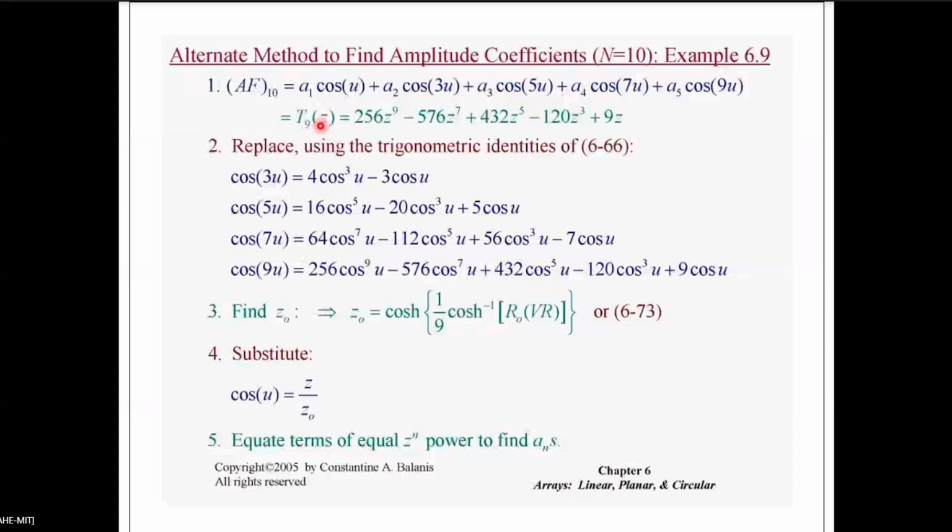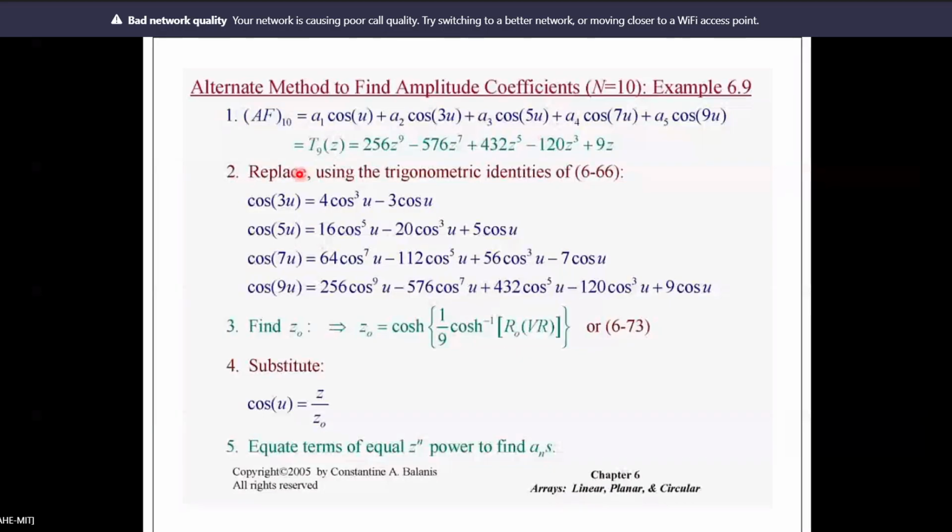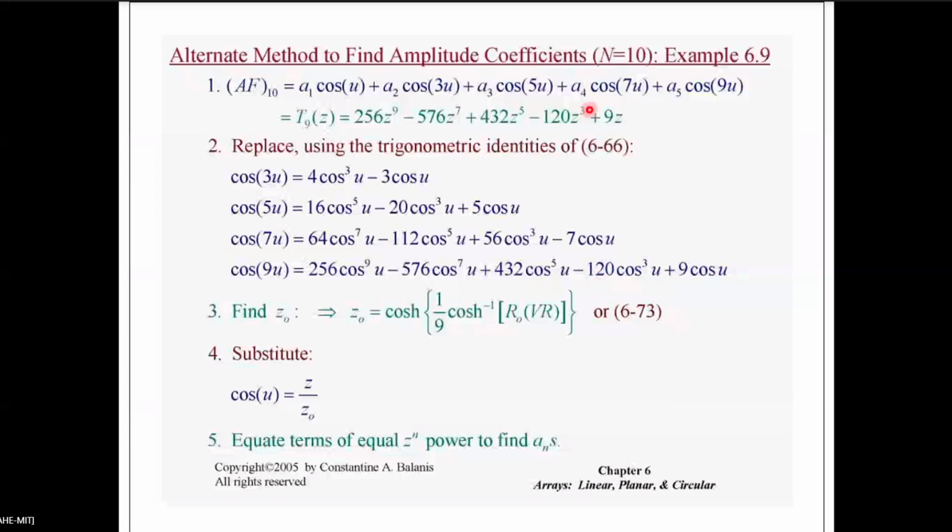You have to find out that T9 of Z or T4 of Z. How do you find out what m is? Small m is 9. So I have given you the expansion of cos m u, the expansion of cos 9u. See here. It is nothing but this. Okay, I got it, sir.